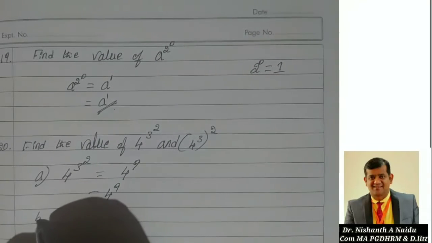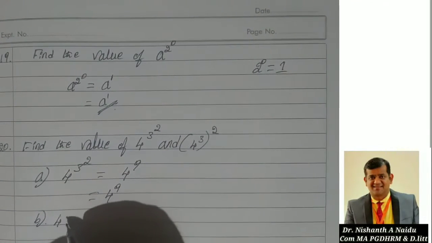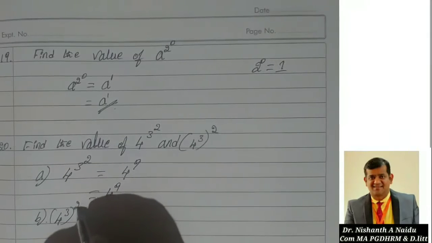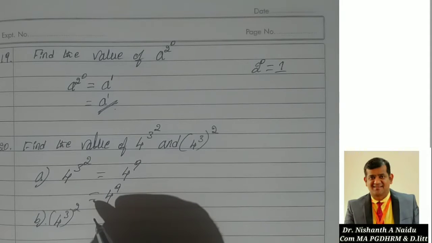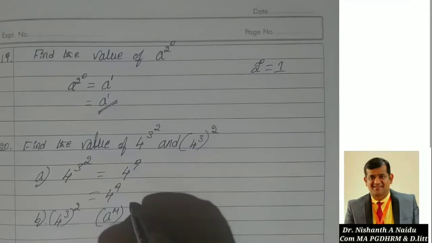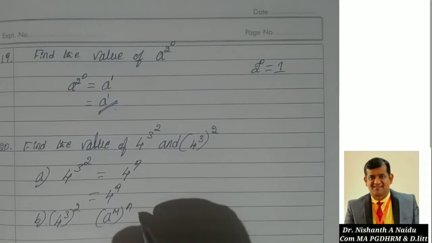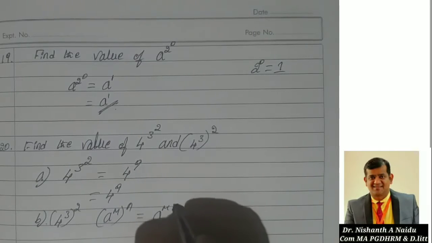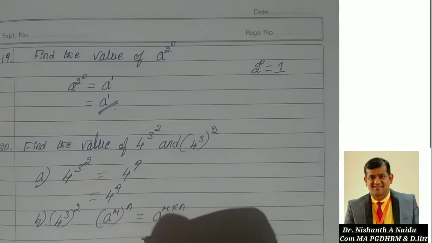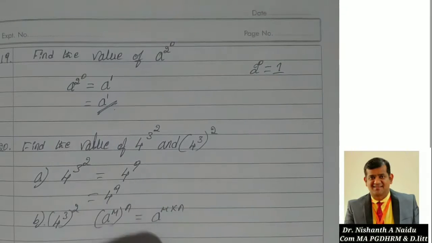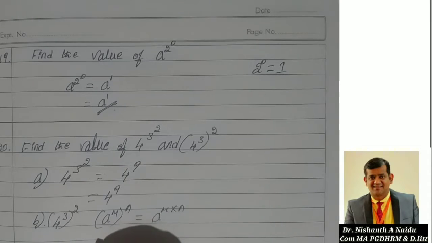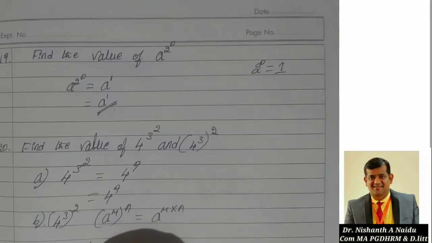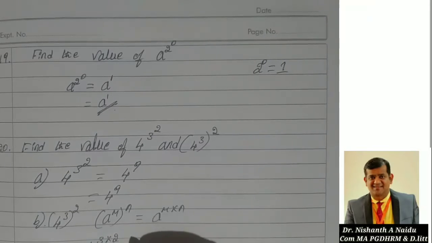So next I am moving towards B. That is 4 to the power 3 whole power 2. When this whole power comes, which formula, which law do you have to apply? That is a to the power m whole power n. Correct. So what we do here is a to the power m into n. Now do the same thing for 4 to the power 3 whole power 2. So what are you going to do now? That is 4 to the power 3 into 2.